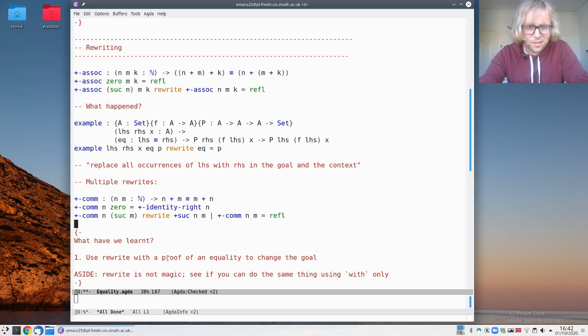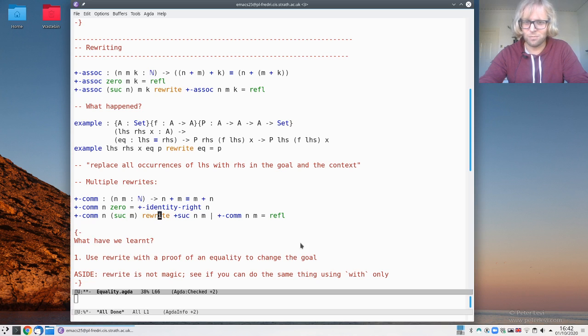And what have we learned? Well, you can use rewrite to change the type of the goal. And this is, when it works, often easier than fiddling around with cong, etc., because you don't have to specify where you want to rewrite. You just do it everywhere in your goal. On the other hand, it doesn't always work, so sometimes you have to revert to using cong and things like this directly.